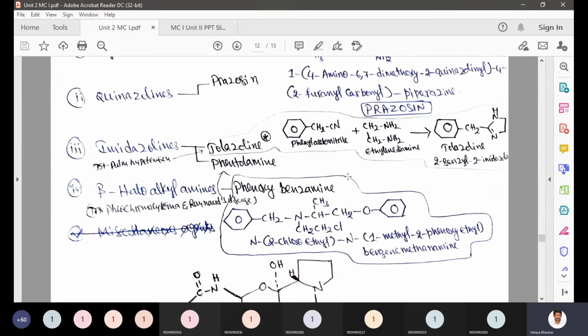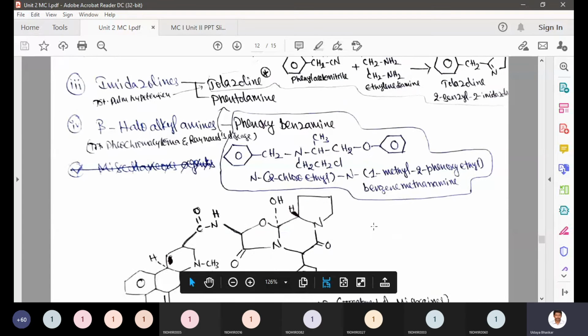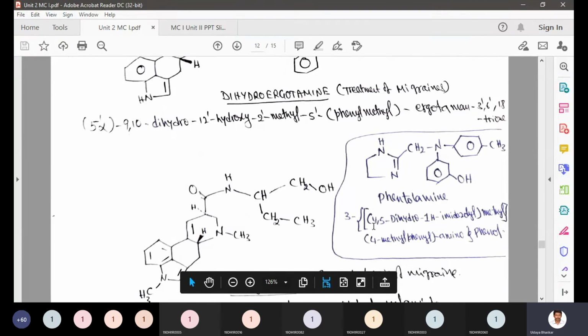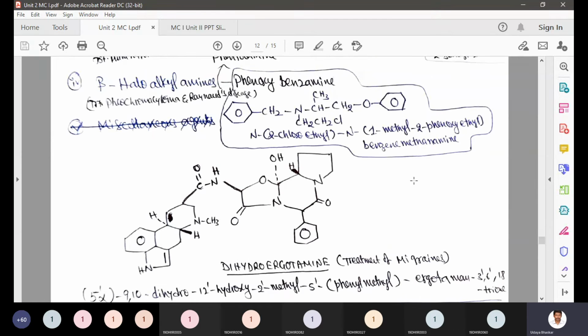And if you see the phentolamine structure, where is phentolamine? Here, I guess. Okay, this is phentolamine. You have two phenyl rings attached to the amine, and you have again an imidazole. And this is the structure of phenoxybenzamine, phenoxybenzyl amine. Remember, ethyl chloride as the side chain and one methyl substitution.